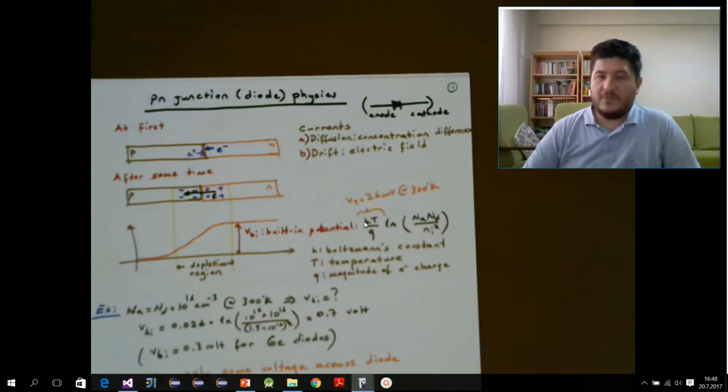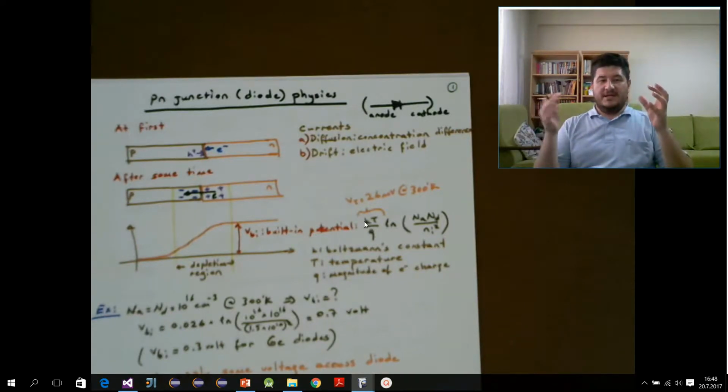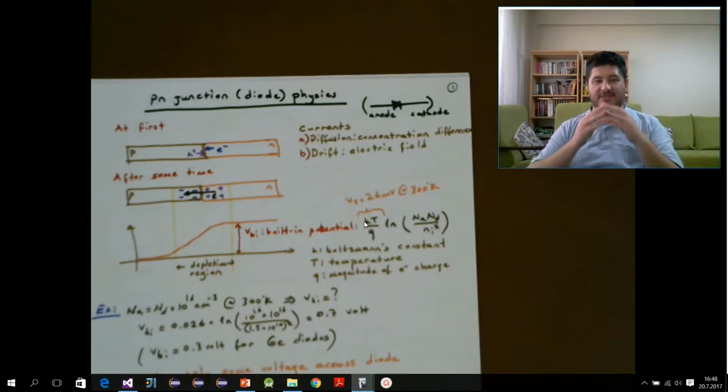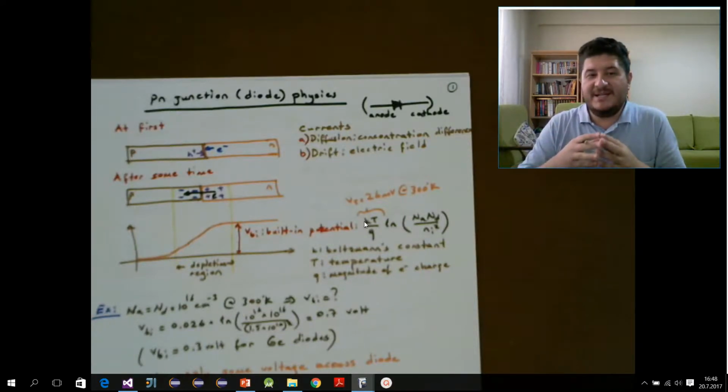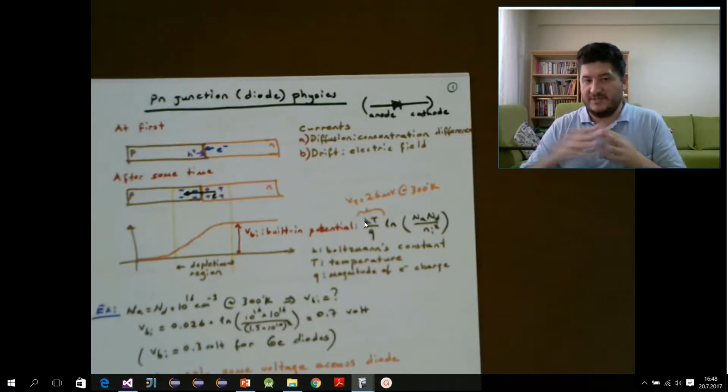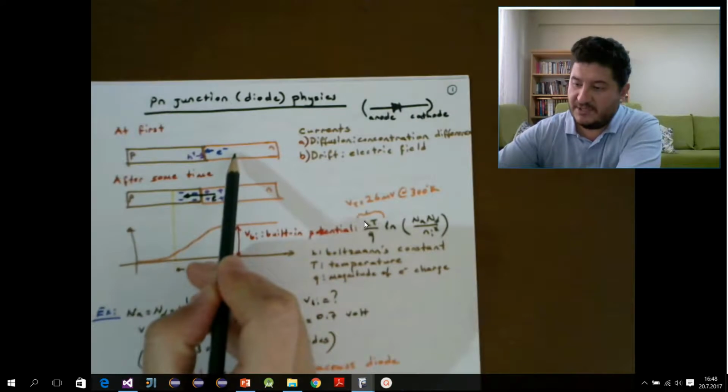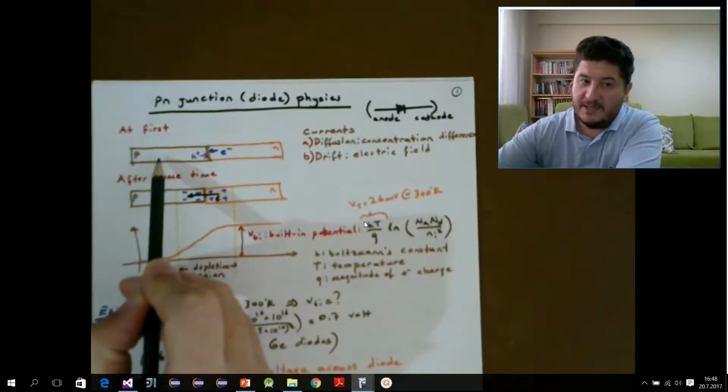Okay, so what happens when you bring two materials, P-type and N-type materials, right next to each other? One of them has lots and lots of free electrons. The other one has lots and lots of holes, so it has lots and lots of lack of electrons. There will be a concentration difference. So we have lots of electrons here. We have a place that is hungry for electrons here.